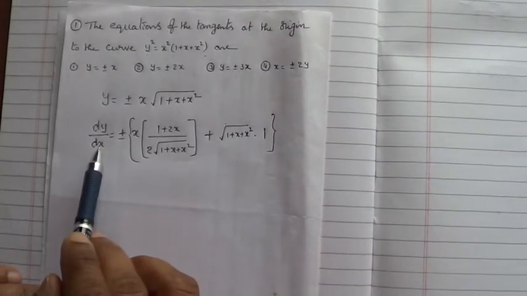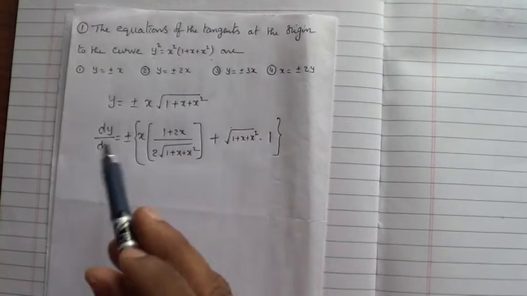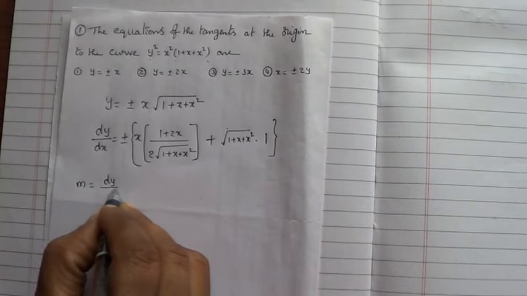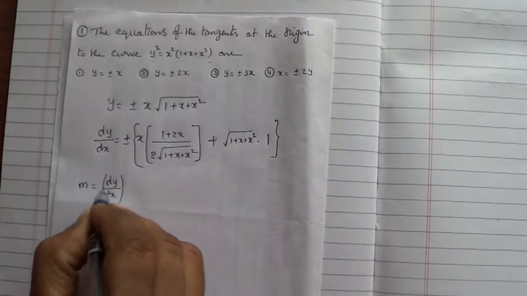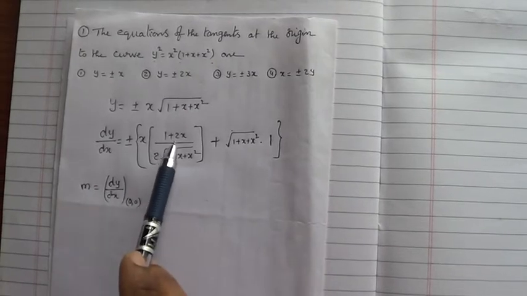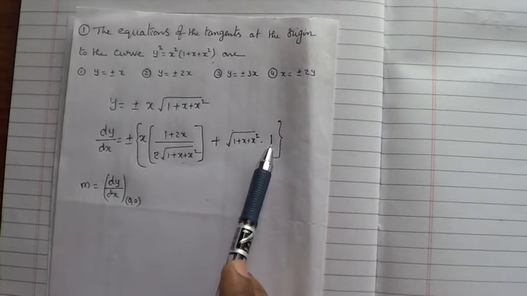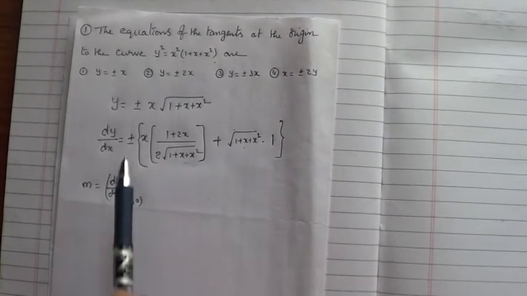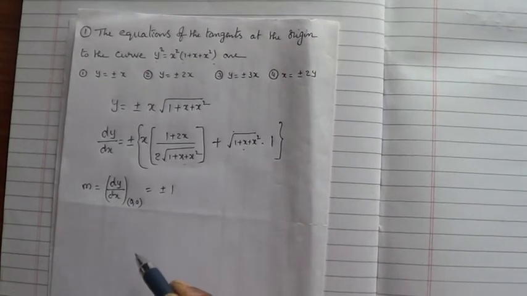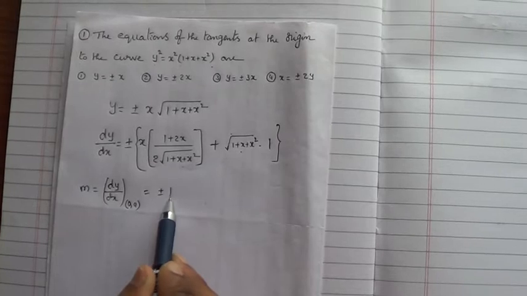But he is asking to find the tangent equation at origin. So that's why we have to differentiate at origin. So dy by dx at 0 comma 0 we have to find out, right? Now if you put x is equal to 0, this particular term is becoming 0. Here if you put x is equal to 0, you will get 1. That's why plus or minus 1 we got, right? Now 0 comma 0 is the point, slope we got plus or minus 1.